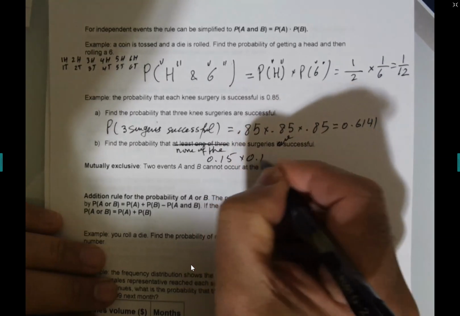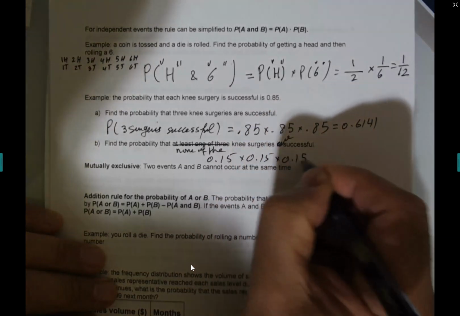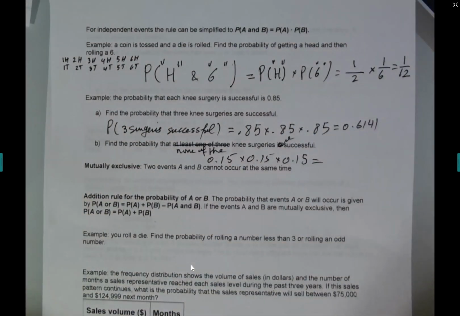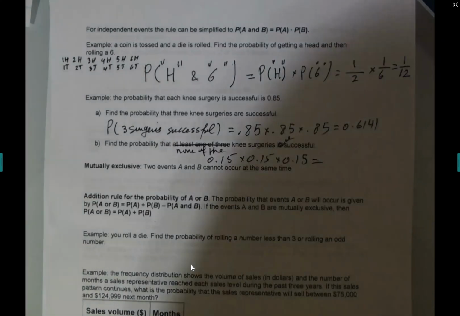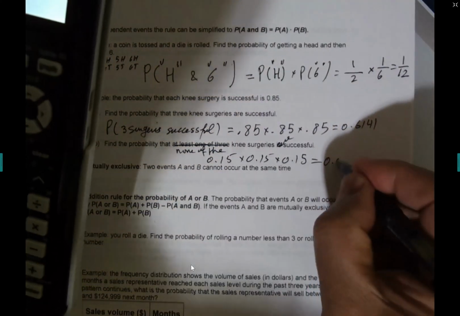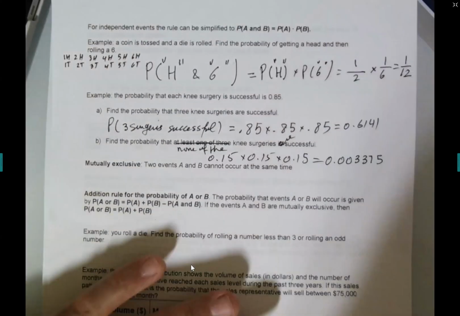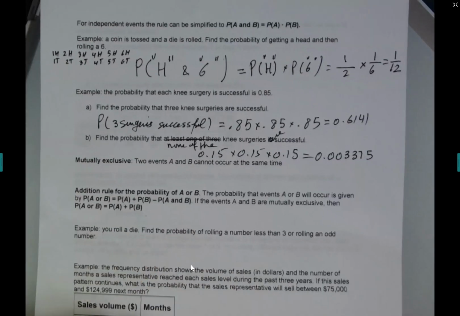So it will be 0.15, 0.15, 0.15. Okay, let's see it. Don't add them, guys. It's a multiplication. 0.003375. It's a very low probability, guys, that this is going to happen, but it's not 0. There is a chance that 3 surgeries will not be successful if a doctor performed them, but the chance is very, very low.